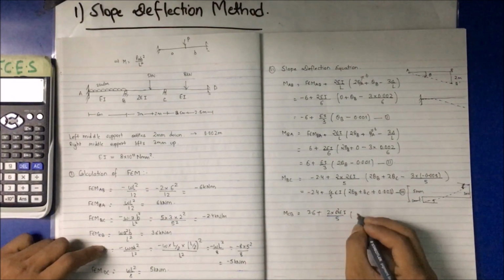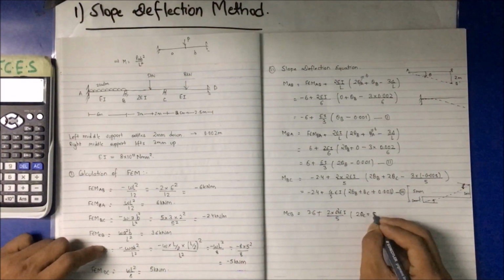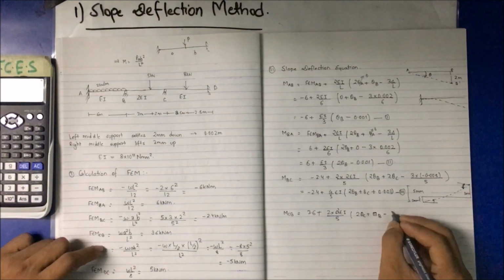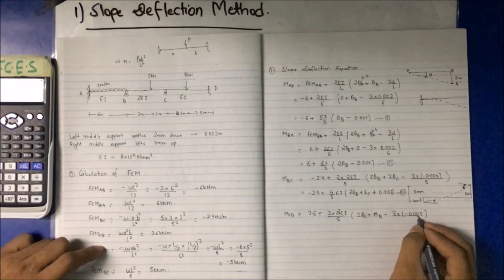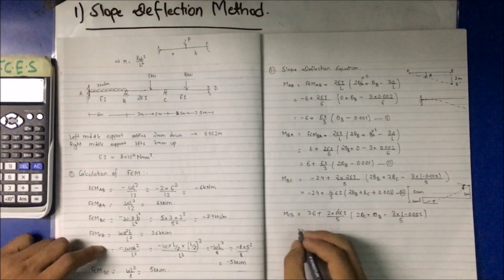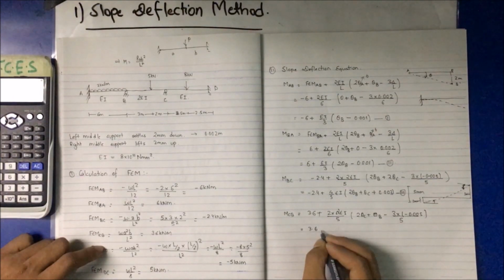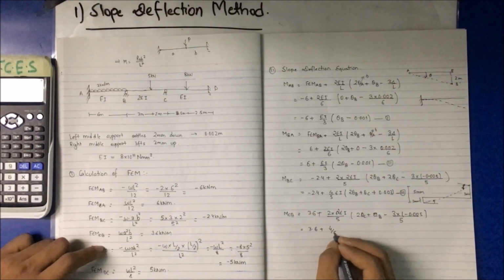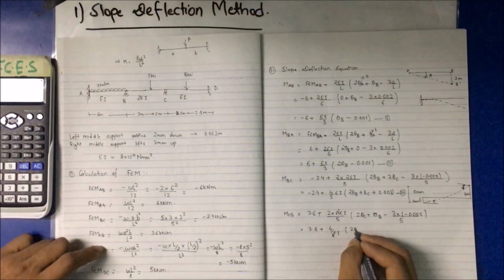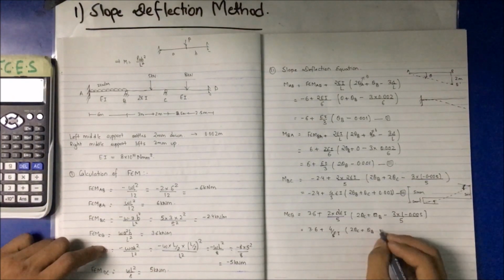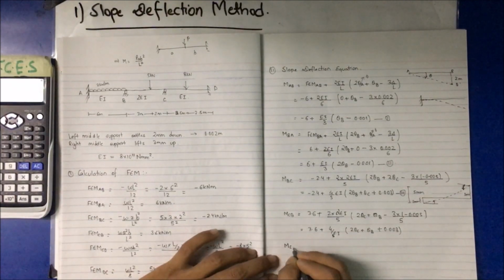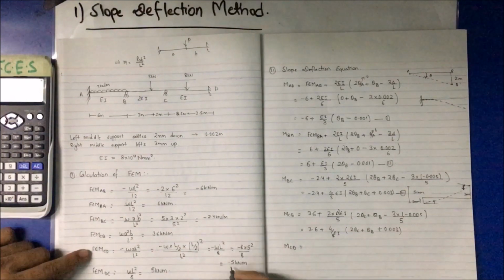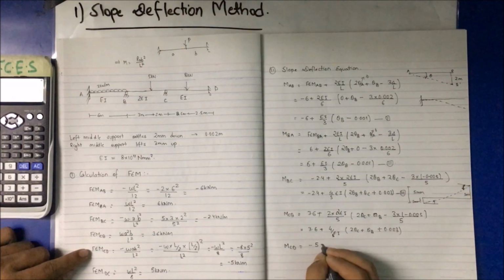Now C is in the preceding, so 2 theta C plus theta B minus the displacement, which is negative 5. Okay, now calculate it and we get 4 by 5 EI, 2 theta C plus theta B plus 0.003. Similarly, MCD, okay, FEM, that is fixed end moment, is minus 5.